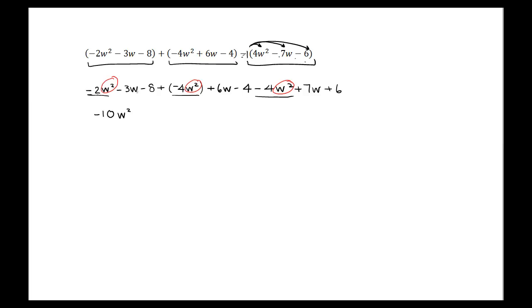So now let's take a look at the next one. I have a w. So here's -3w plus 6w gives me 3w, and then plus a 7w is going to give me a plus 10w. And then my constants, I have a -8 minus a 4, that's going to give me a -12, plus a 6. -12 plus 6 is going to give me a -6. So my answer is negative 10w squared plus 10w minus 6.